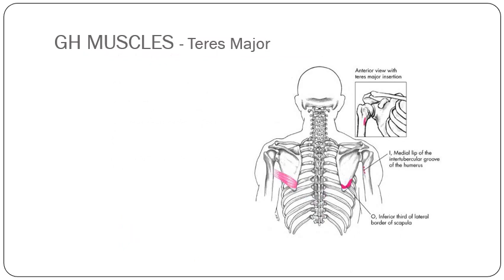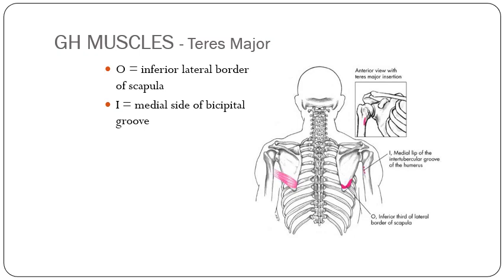Okay, the teres major, some people also call it the little lat. The origin is the inferior lateral border of the scapula. It inserts on the medial side of the bicipital groove, so near the insertion of the lat. And it extends, adducts, and internally rotates the humerus. So it basically helps the lat perform the actions that it does.